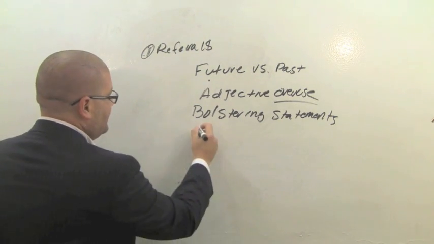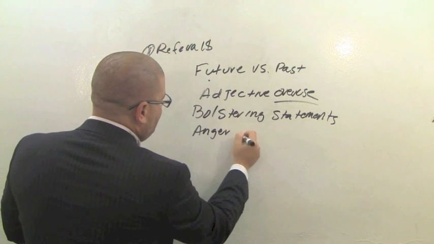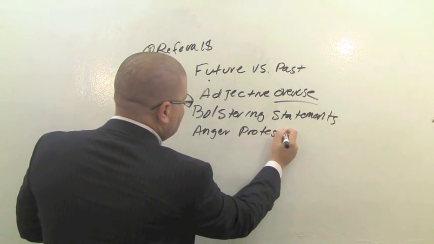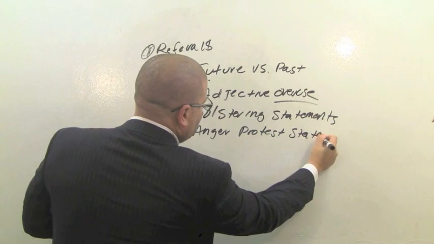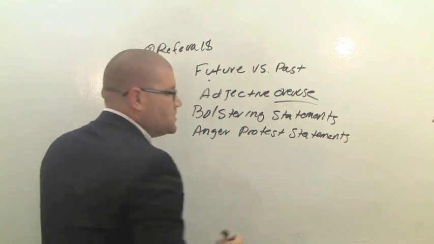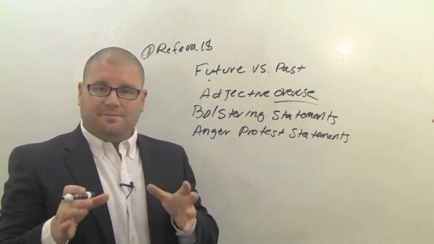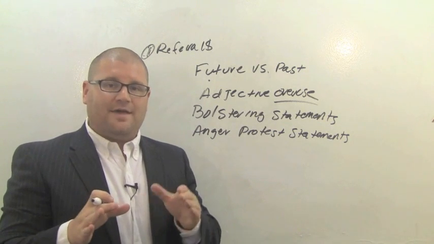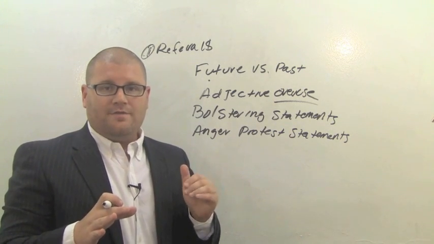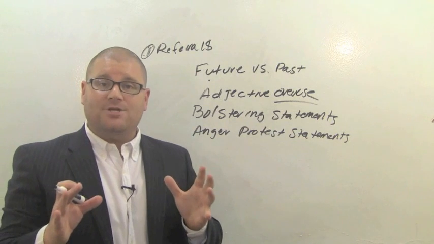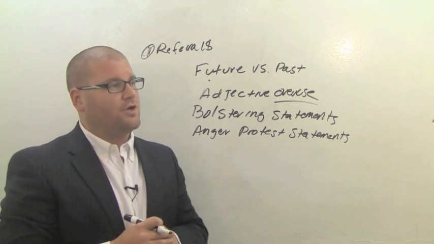Another thing, anger and protest statements. So realize this, when a liar is about to get caught and they feel like they are being backed into a corner, they will strike out, kind of like a caged animal. Their defense mechanisms are going to go up.